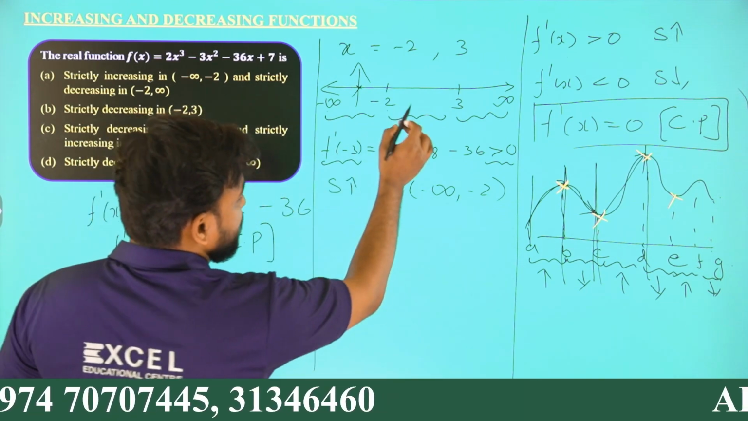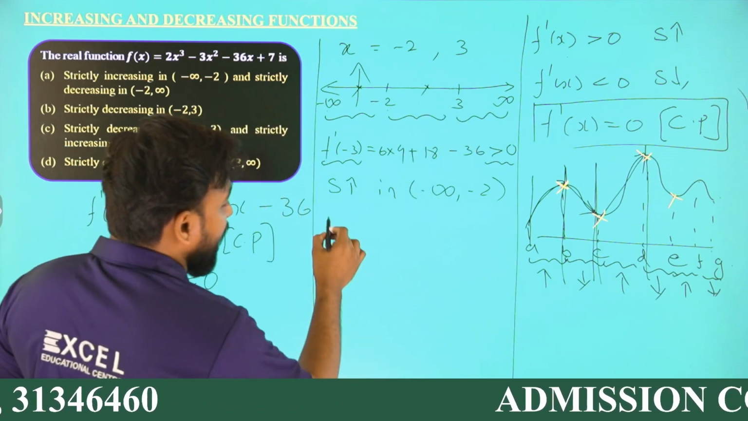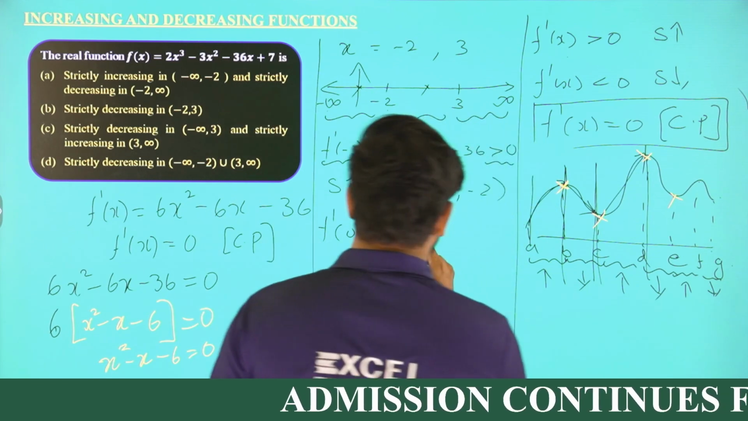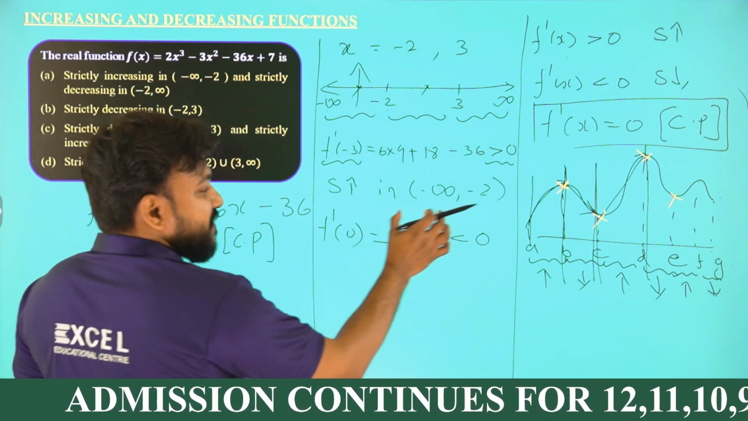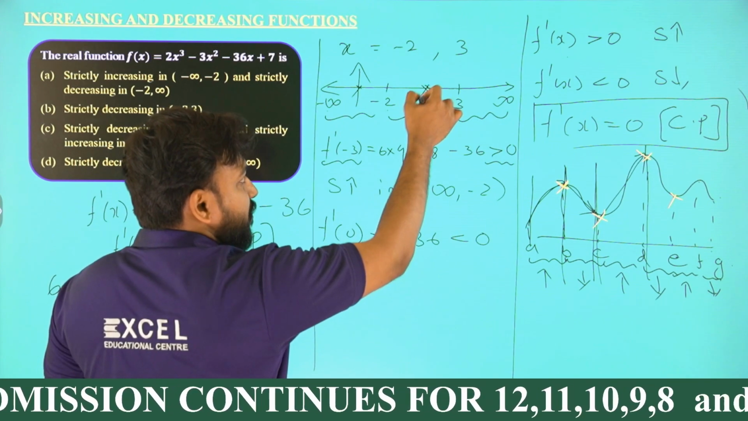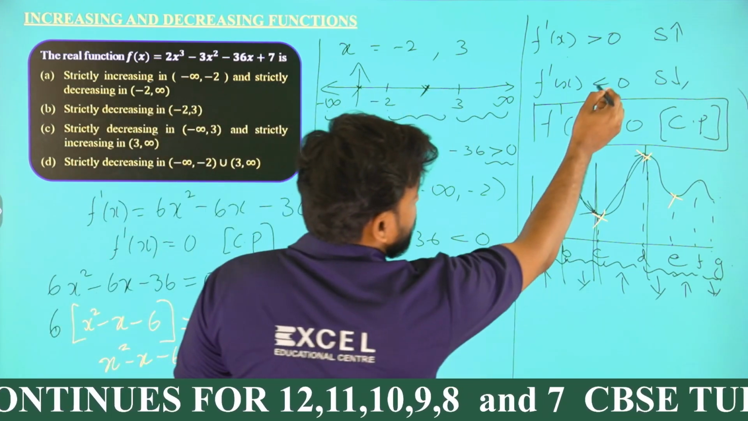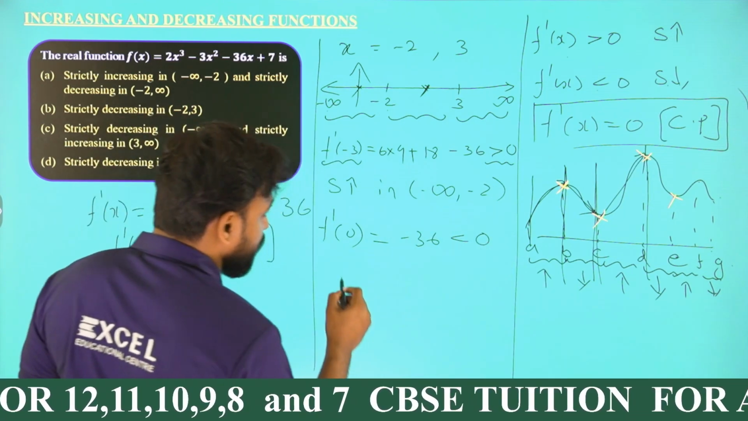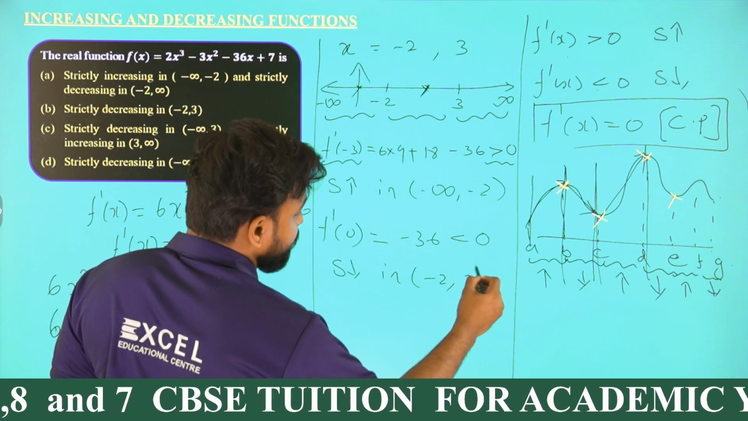So what is your next interval? Minus 2 to 3. There is a 0 in between that. I'm going to put 0 in it. The derivative, this term becomes 0, this term becomes 0. You will get minus 36. It's less than 0. The derivative is less than 0 when we put a value in between these two critical points. So if it is less than 0, it's strictly decreasing. So it's strictly decreasing in the interval minus 2 to 3.